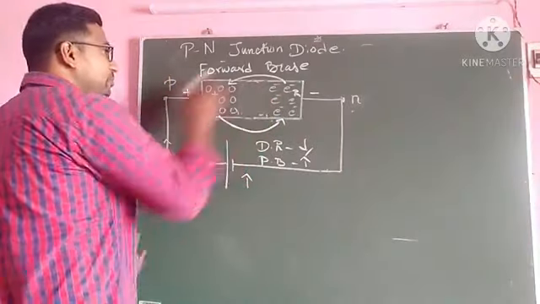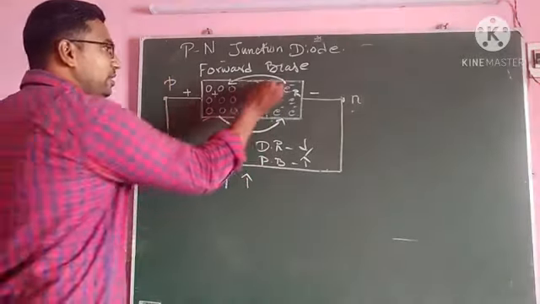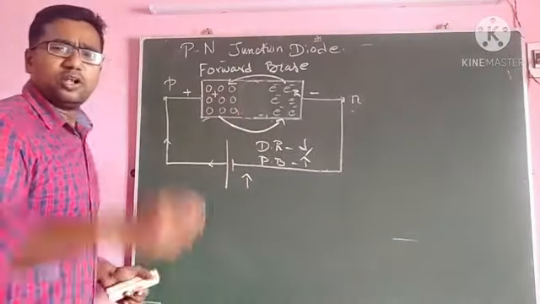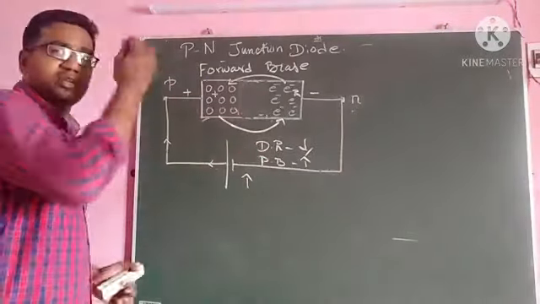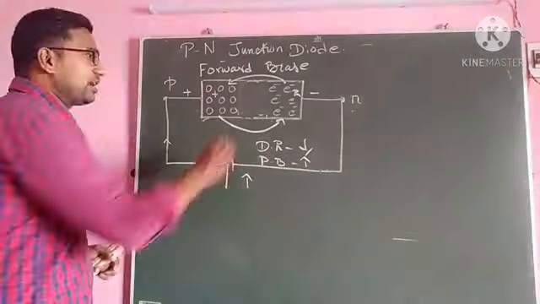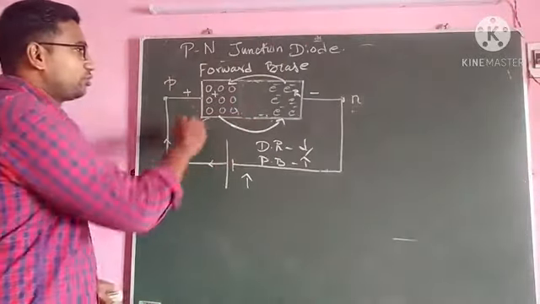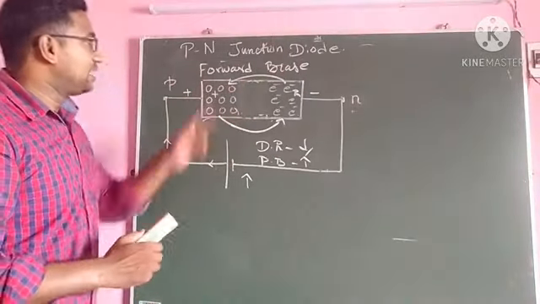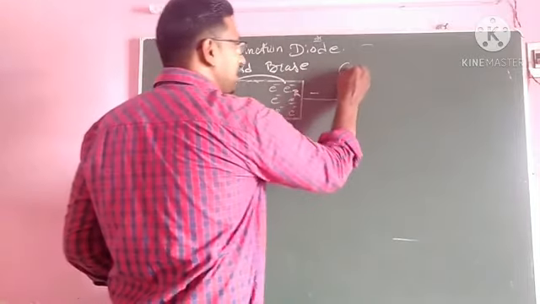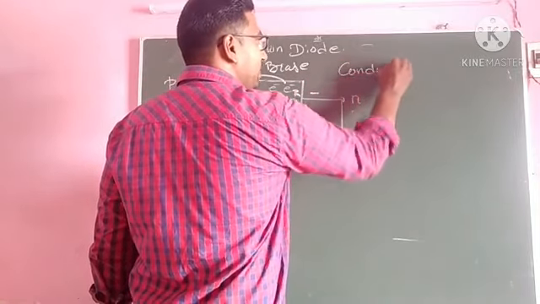So electrons and holes will be recombined. The number of electrons flowing with respect to time increases, so immediately the current will be generated. So in forward bias, the PN junction diode acts as a conductor. Am I right?